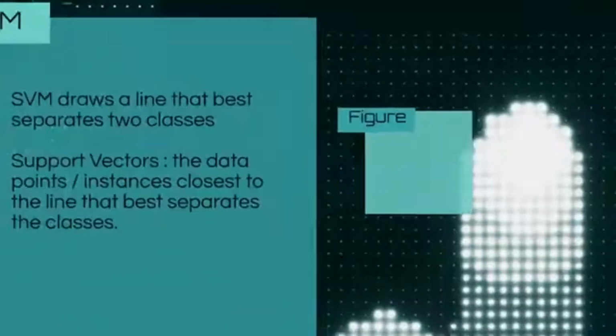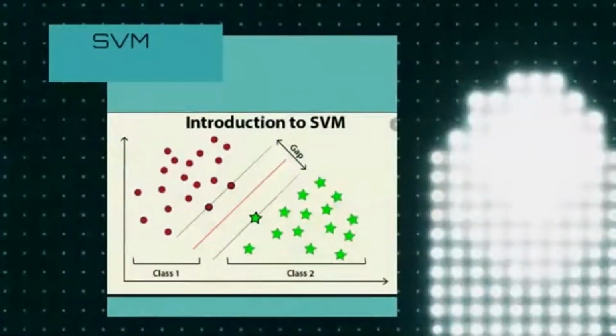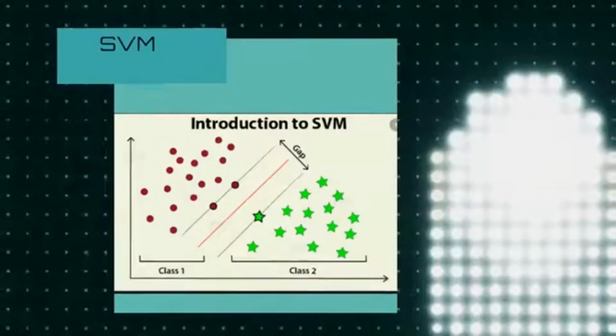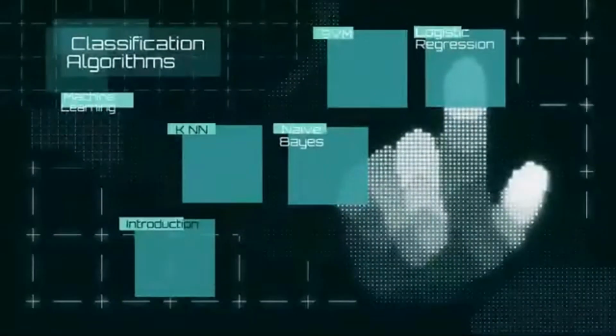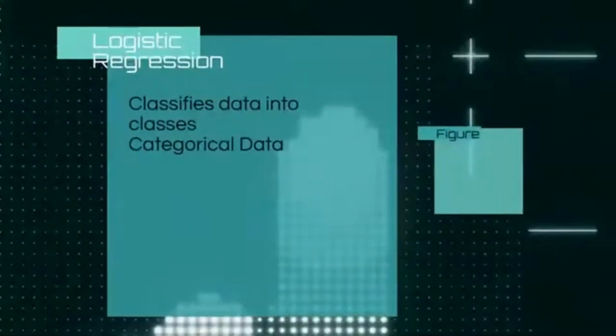This will be clear with the help of this figure, which shows what support vectors are. You can see this star and these two circles. These are support vectors because they are very near to this support line. This is what a support vector machine does: it draws a line that separates these two classes, class 1 and class 2. And these support vectors really help you determine which class a new instance will belong to.